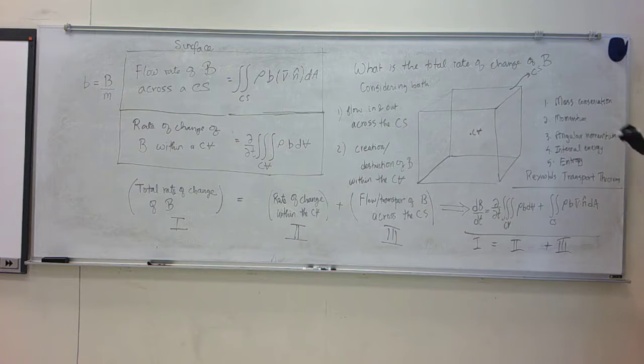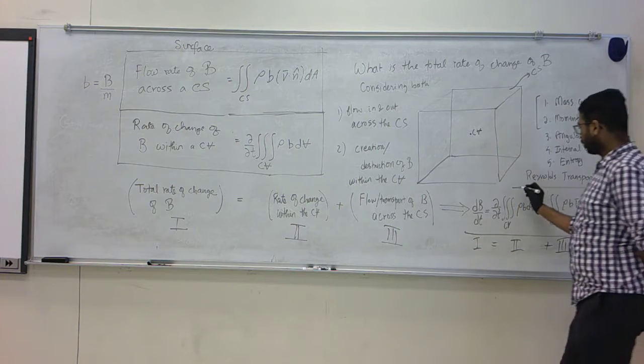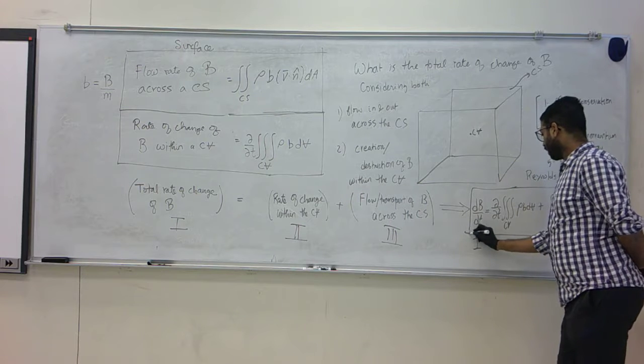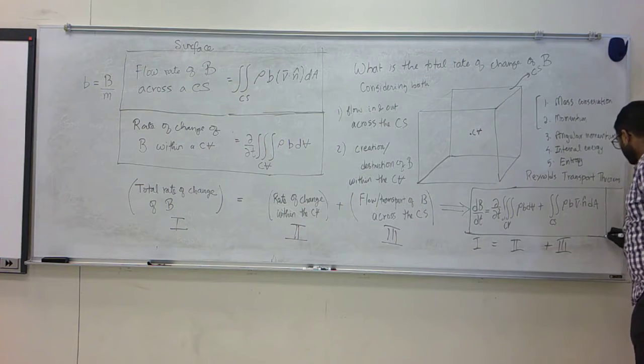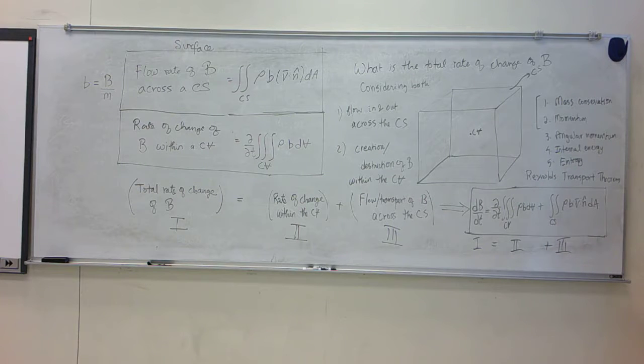At least in this course, we will only focus on mass and momentum. We are going to see how to apply Reynolds transport theorem for a control volume that has both volumetric changes and surface changes. Okay, so this is a very important result in the whole of this course, where we try to get a relation between the flow of a quantity and the change of a quantity within a volume, and connect it to the total rate of change of a quantity at a particular point.